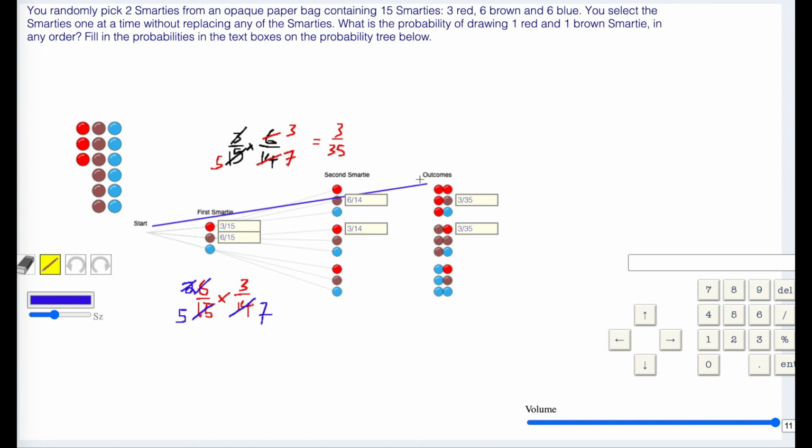When we're coming this way, we multiply the probabilities. But when we're going down that way, you add the probabilities. We have a 3 out of 35 chance of getting red-brown and a 3 out of 35 chance of getting brown-red. So altogether we have a 6 out of 35. So you add the fractions together, and that gives us 6 out of 35. And then we press enter to see if we're right.